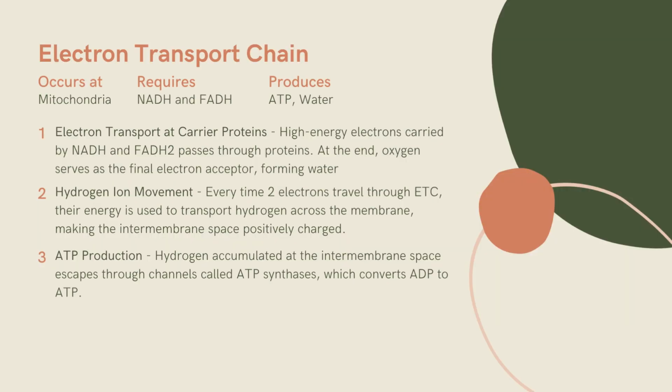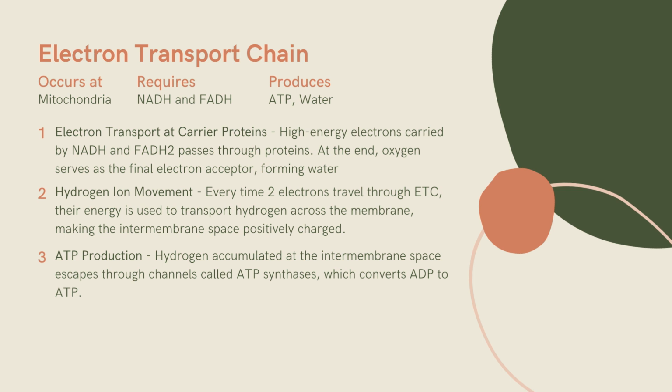So lastly, we have the electron transport chain. It occurs at the mitochondria. It requires NADH and FADH2 and produces ATP and water. So this electron transport chain produces the majority of the ATP in cellular respiration.